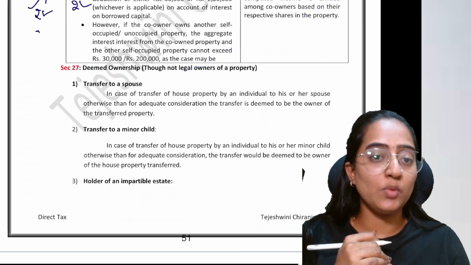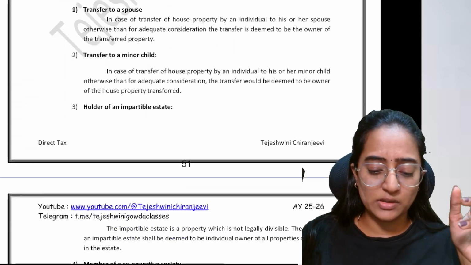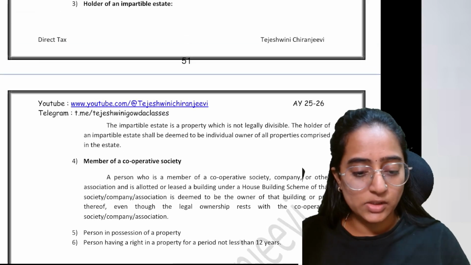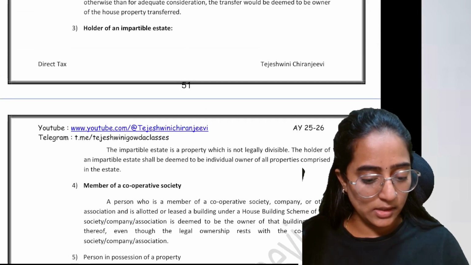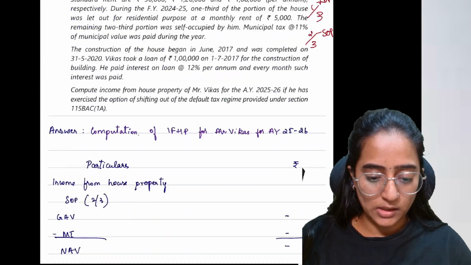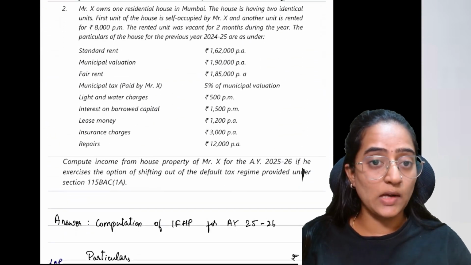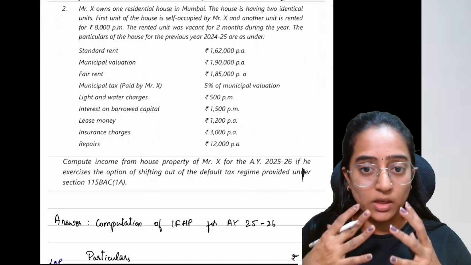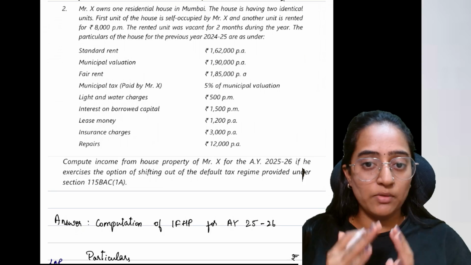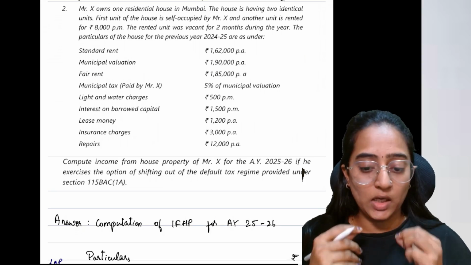Section 27, deemed ownership. In the case of deemed ownership, it's a very basic concept. You just give it a one-time read. That's it. It's not so important. Let's do some questions which are there in house property. Okay, we have done question number 3. People, this is a very, very quick revision. We are not going to do something in depth over here. We'll try to take it as slowly as possible, but our intention behind this video is a very, very quick revision.